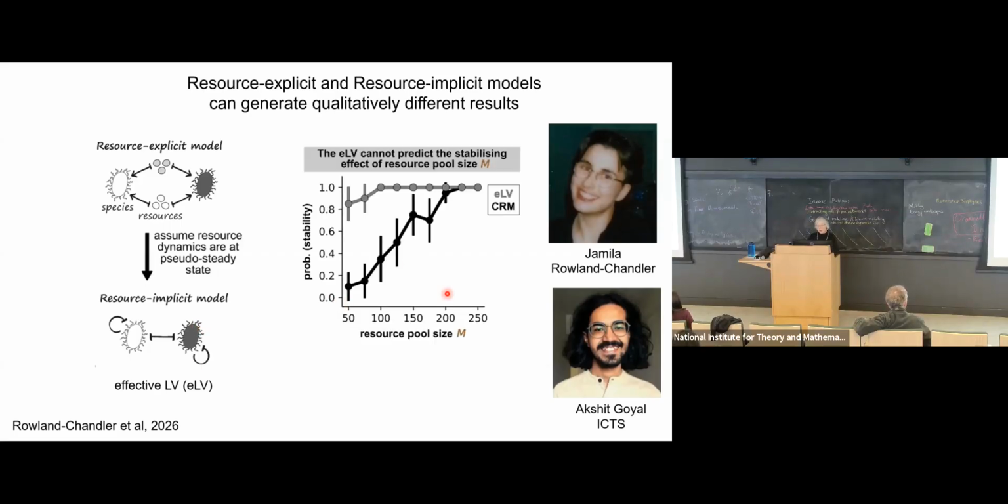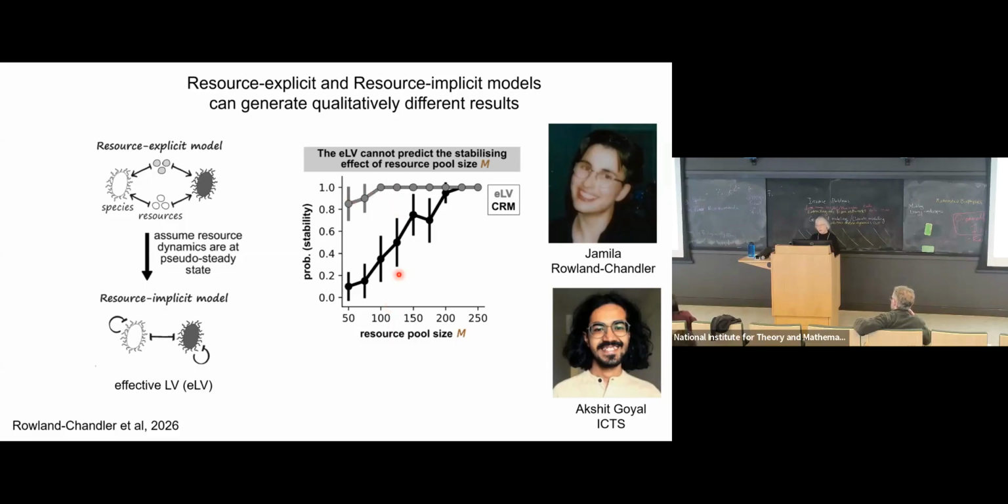And so then we look at, right, in this, we can control the resource pool size, like the diversity of the resource pool. And then on the y-axis, we look at the probability of a community being stable, right? So from ELV, if you ignore resource dynamics, you see that regardless of the resource pool size, it's more or less stable.